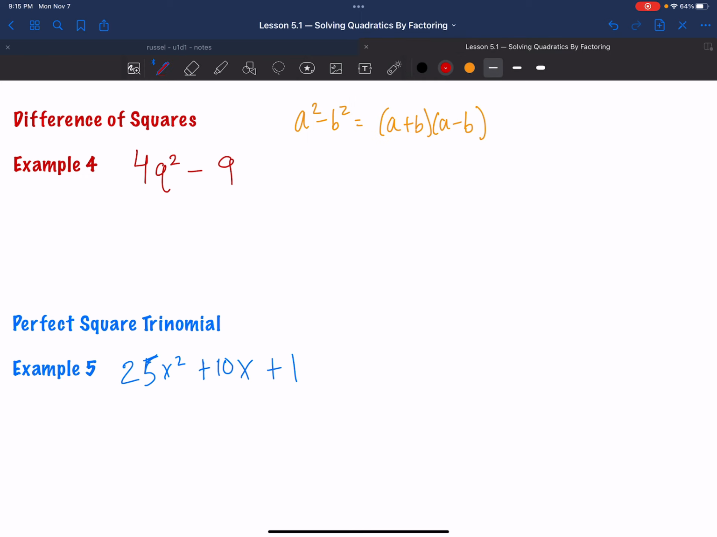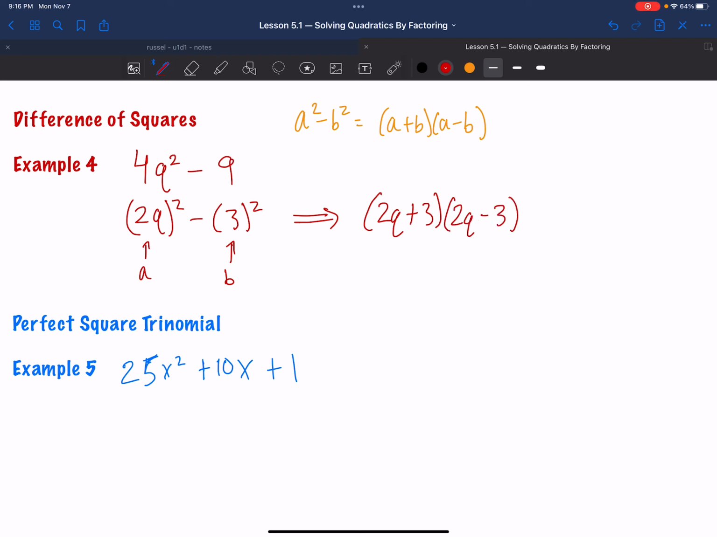All right. So notice here, 4q squared minus 9. Well, 4 is a perfect square, as is 9. And I can rewrite this as 2q quantity squared minus 3 squared. So in this case, 2q is a and 3 is b. So this implies that it factors as 2q plus 3 times 2q minus 3, using the difference of squares identity that's listed in yellow.